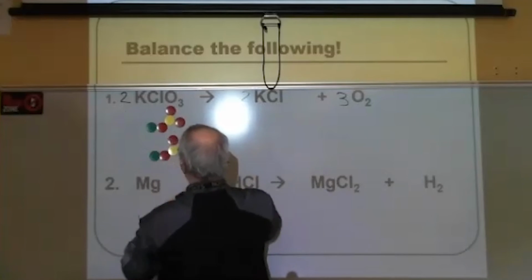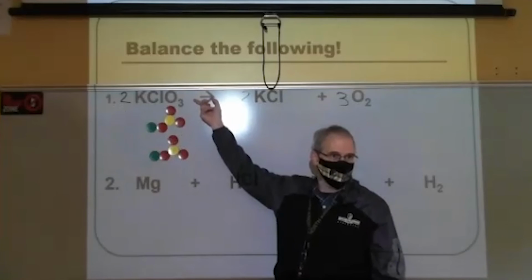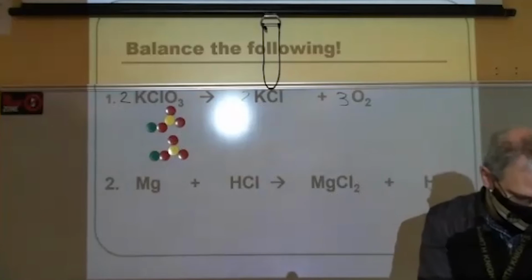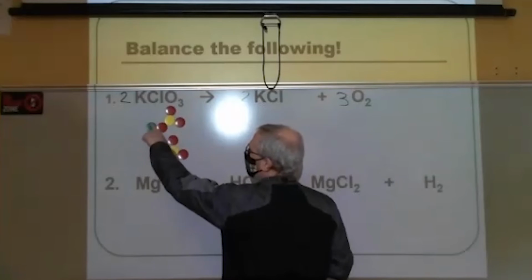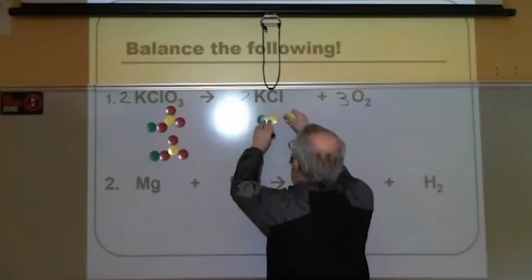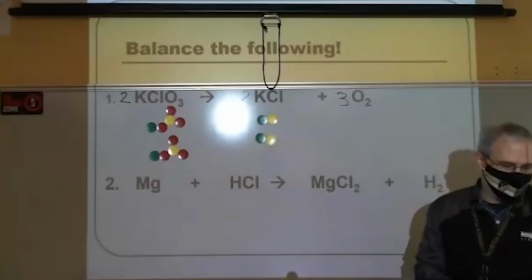Right? So now I have 2 potassium chlorate molecules. Those are going to react to form 2 KCl molecules, right? My potassium is green and my chlorine is yellow, so I'm going to need those over here. There's a potassium chloride, there's another potassium chloride, right?